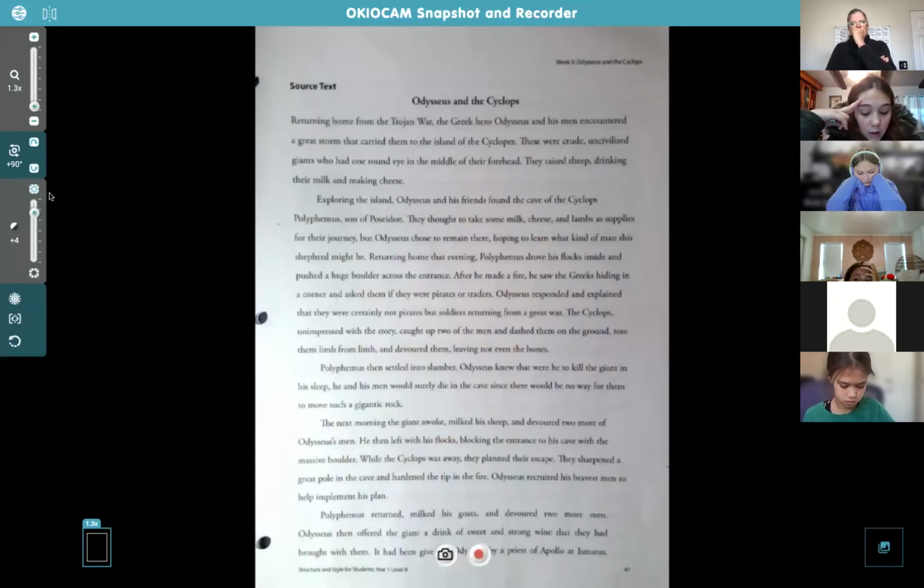Returning home that evening, Polyphemus drove the flock inside and pushed a huge boulder across the entrance. After he made a fire, he saw the Greeks hiding in a corner and asked them if they were pirates or traders. Odysseus responded. They exclaimed they were certainly not pirates, but soldiers returning from the Great War. Oh, hold on. Slow down just a little bit. Okay, Esther, you're going a little too fast.